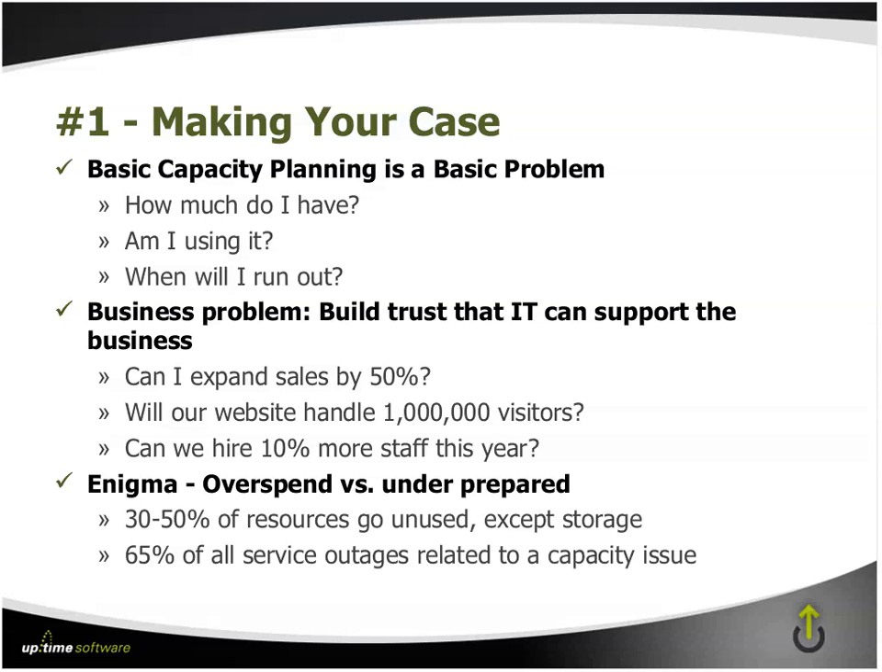And lastly, Dave also found that the organization is in a classic capacity enigma, with an overspend versus underprepared approach. He found that 30 to 50% of resources are unused, except, of course, for storage. It doesn't matter how much storage you buy and allocate, people will always find a way to use it. He also found that 65% of all service outages are related to capacity issues.